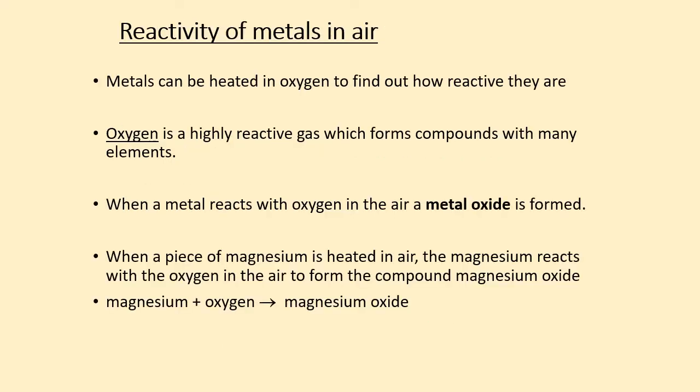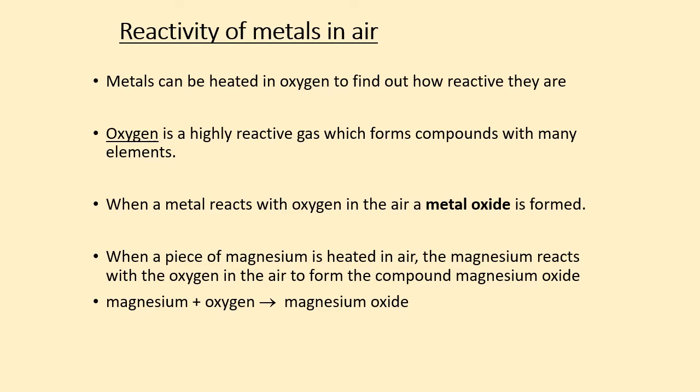The first thing that we're going to do is look at the reactivities of metals in air. Now, metals can be heated in oxygen to find out how reactive they are. Oxygen is a highly reactive gas and it forms compounds with many elements. When a metal reacts with oxygen in the air, a metal oxide is formed. For example, a piece of magnesium heated in air will react with oxygen in the air to form magnesium oxide. Whenever any element or metal reacts with oxygen, the product is called something oxide.